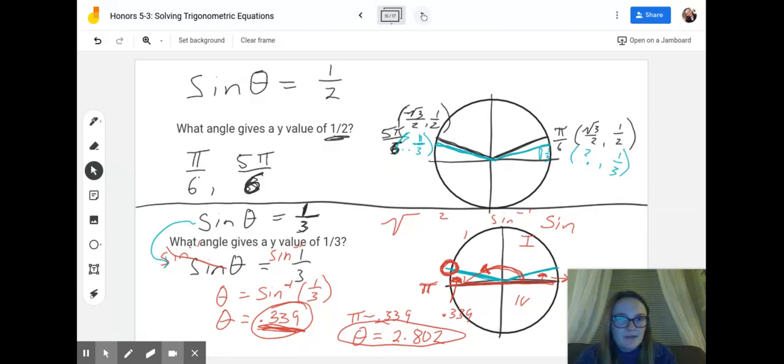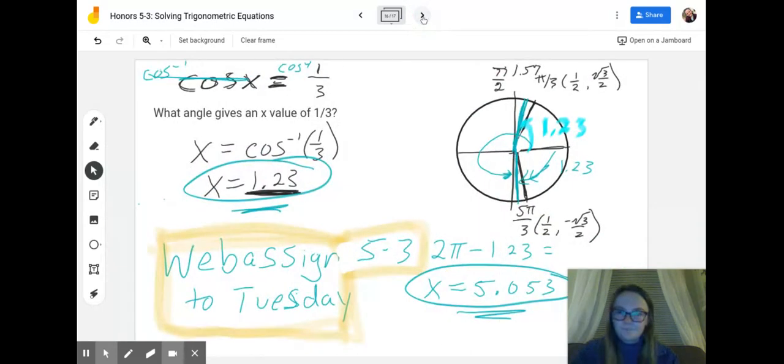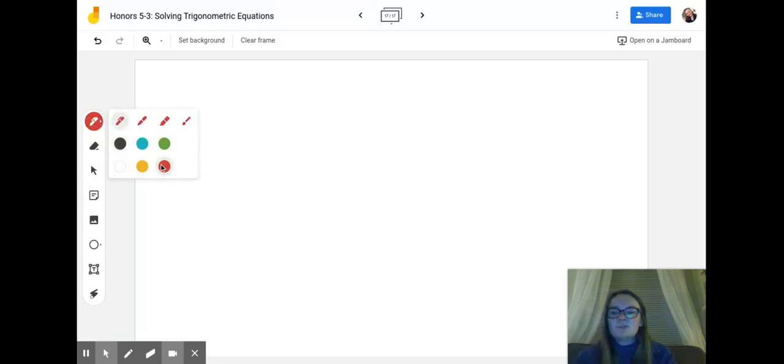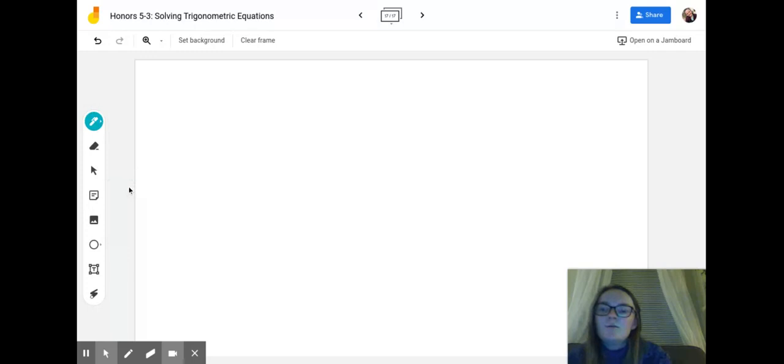I want to do a similar question. So the next question that I want to try is this. What happens if I have tangent of x is equal to, I don't know, we'll say 1.2. In fact, we'll even say negative. Tangent of x is equal to negative 1.2.